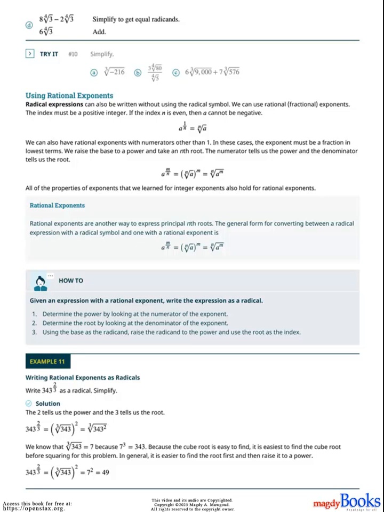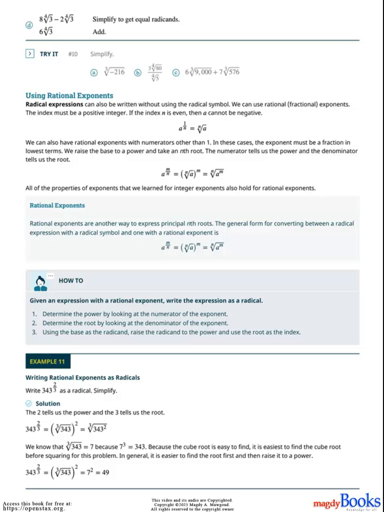1.3.7. Using rational exponents. Radical expressions can also be written without using the radical symbol. We can use rational, fractional, exponents. The index must be a positive integer. If the index n is even, then it cannot be negative. a to the power of 1 over n equals the nth root of a.